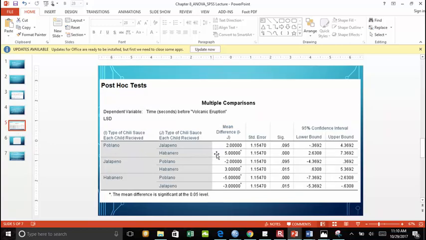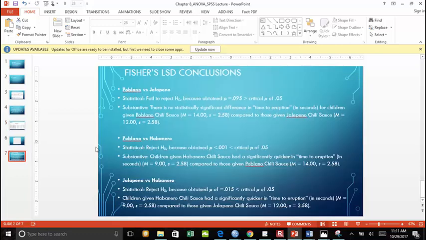So in this case, it takes 5 seconds longer, Poblano to habanero. Or you could look at it this way, habanero to Poblano takes 5 seconds shorter once they're given the habanero for them to start screaming and crying, right? Because it's a much spicier chili. And here's the significance, 0.000, so less than 0.001, which is significant because it's less than our critical P of 0.05. So we're rejecting the null because our obtained P of less than 0.001 is less than the critical P of 0.05.